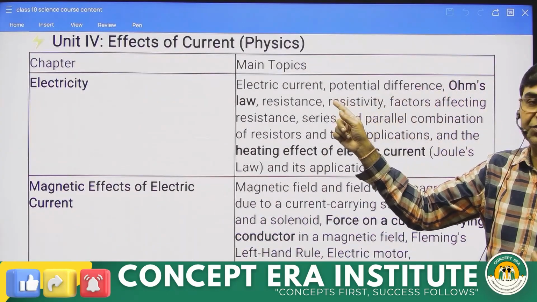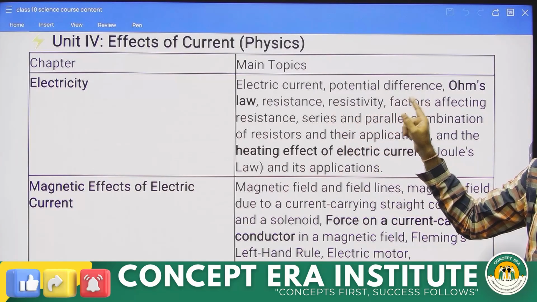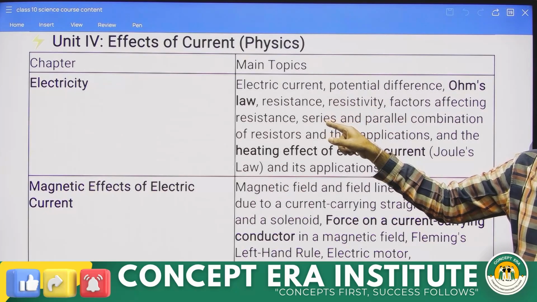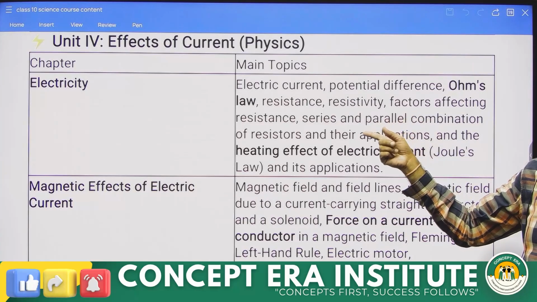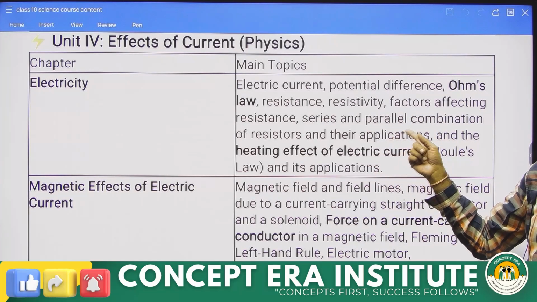Next is electricity, in which you will be told about the charges in nature, their interactions with each other, what is current, what is the potential, what is the work done, electrical work done, and the heating effect of current and its applications in the daily life.